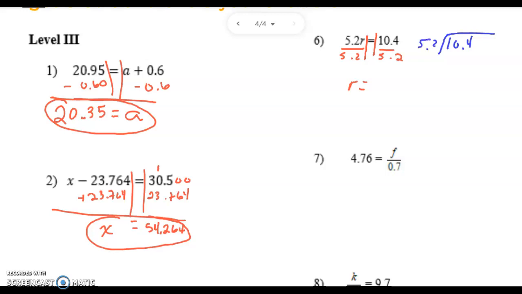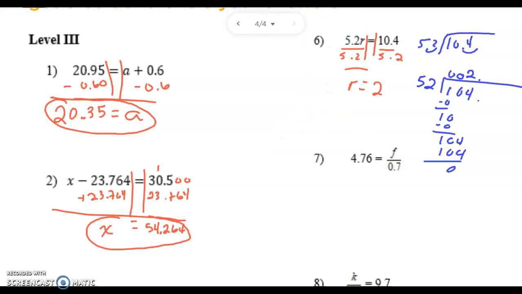Now, my divisor has to be a whole number. I need to move him over once to make it 52. If I move him over once, I got to move the 10 and 4 tenths over once to get 104. Decimal goes at the end. 52 goes into 10 0 times. 52 goes into 104. Well, 52 times 2 gives me 104. That's perfect. So therefore, what is 10 and 4 tenths divided by 5 and 2 tenths? Answer is 2. So R equals 2.